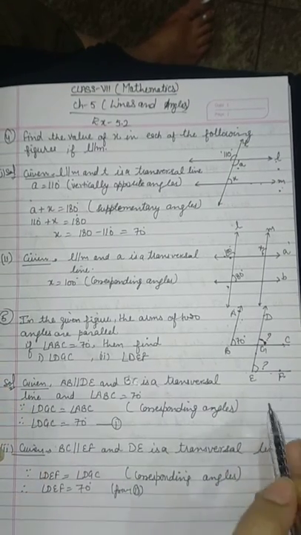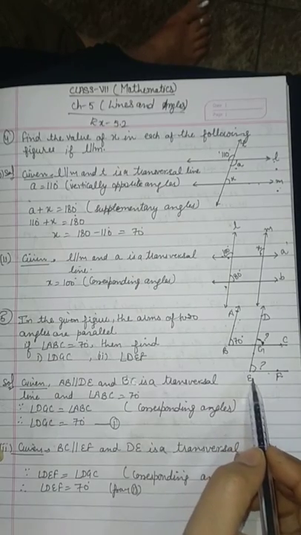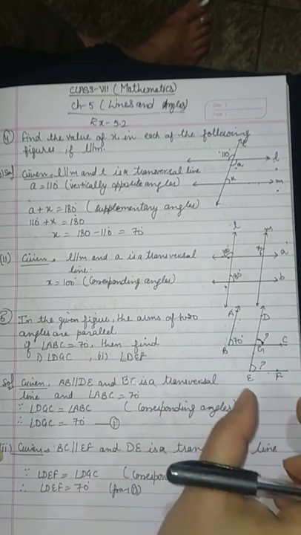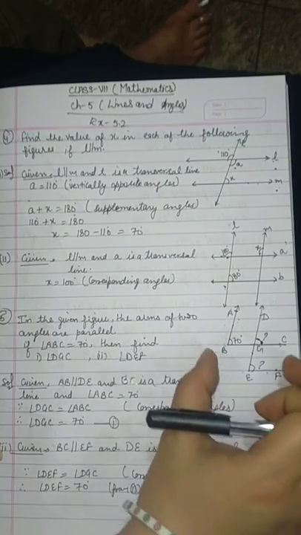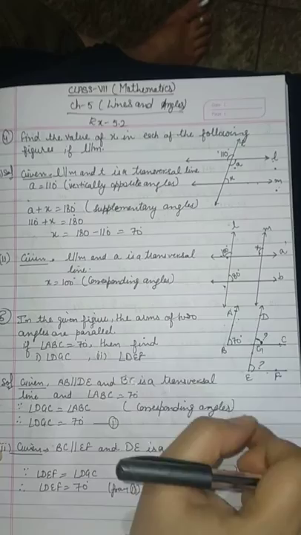Then in the second part, now we have to find out its value. As we know, BC is already parallel to EF. What is the transversal here? We can see that these lines are parallel and this one is the transversal.